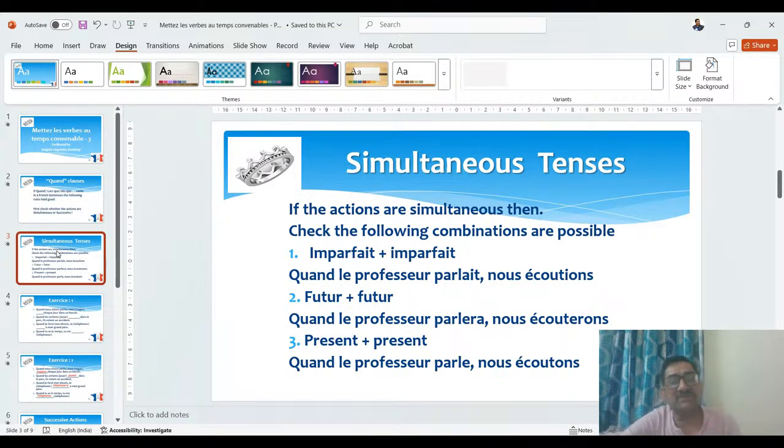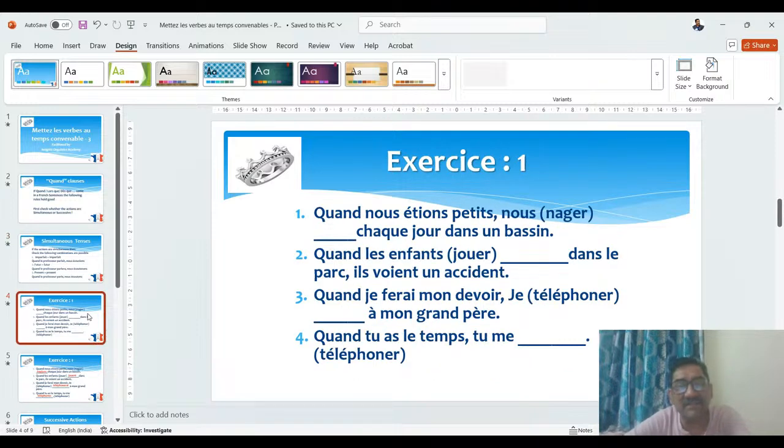Then, when the teacher will talk, we will listen. Both are in future. When the teacher talks, we listen. Again, both are in present tense. So these are the three combinations. Whenever there is a past tense, it will be only in imperfect. There is no passé composé here. Whenever it is in future, it will be only in simple future. Whenever it's in present tense, it will be in present tense. Again, very, very easy for simultaneous.